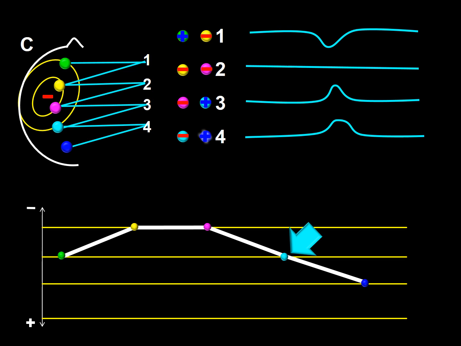Then you analyze the aqua electrode. The aqua electrode is more negative than the blue electrode. The channel from this derivation will also show an up deflection.